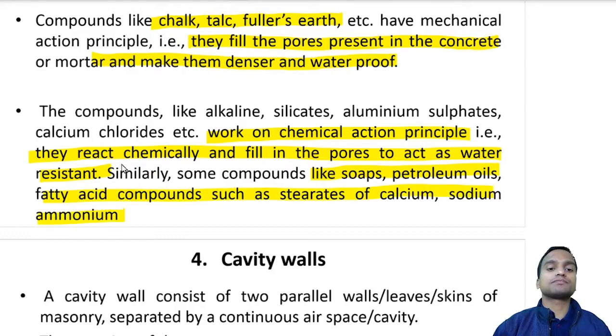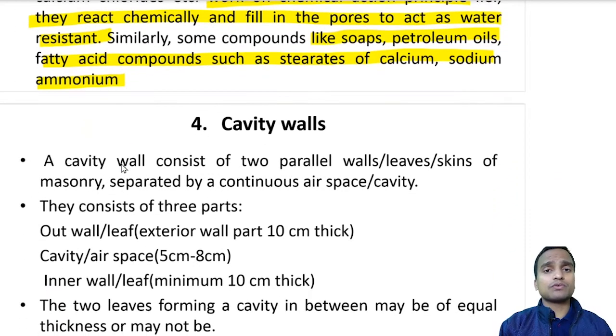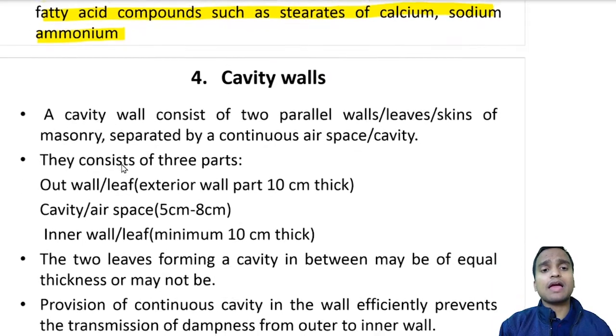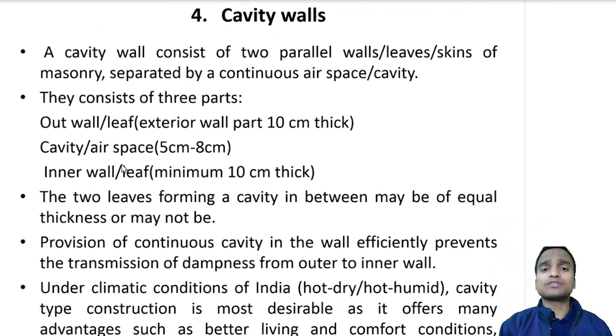These are compounds like soaps, petroleum oils, fatty acid compounds such as stearates of calcium, sodium, ammonium, sulfates, etc. Now the cavity wall which I was talking about is also a method of damp proofing, and a cavity wall consists of two parallel walls, leaves or skins, of masonry walls. Means the normal brick, there are two parallel walls, and they are separated by a continuous air space or cavity between these two parallel walls.